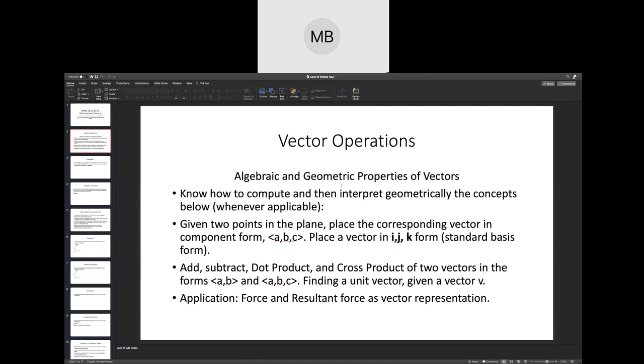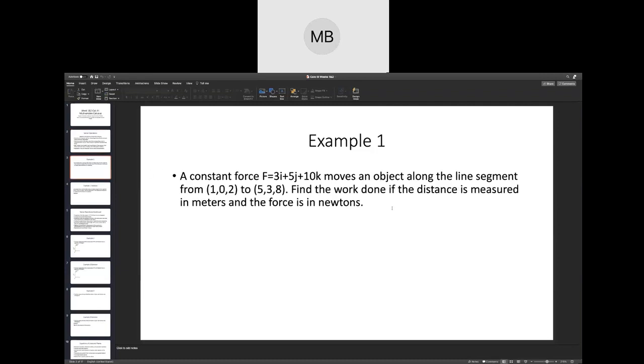Operations that you can do to vectors: add, subtract, dot product, cross product of two vectors. You can do combinations thereof to any of the vectors. How to find a unit vector: that's just essentially taking the vector v and dividing by the length of the vector. That's how you get a unit vector. And here's an application on the next slide: force and resultant force as a vector representation. So in this next example, see one such example, how to use force.